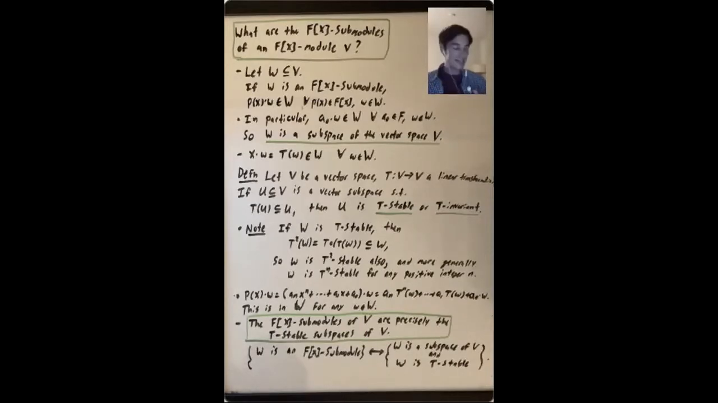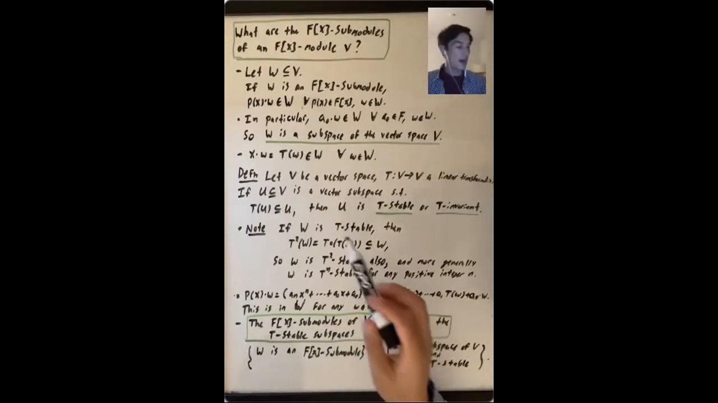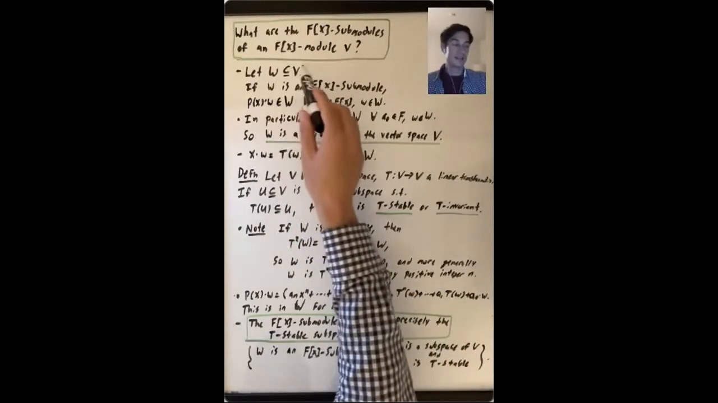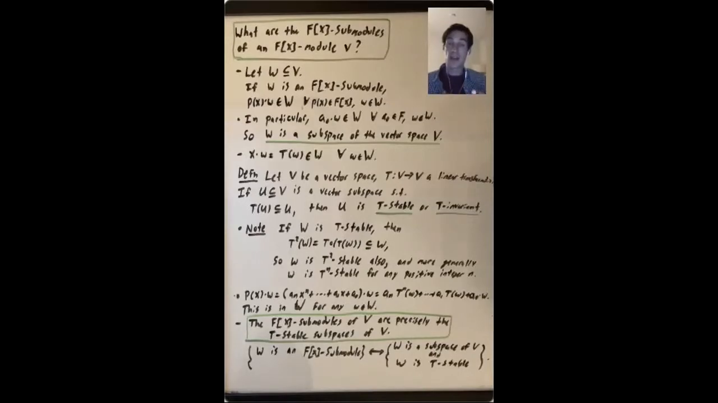And what that means is that the F[x] submodules of V are precisely the T-stable subspaces of V. That if you have W inside of V, a vector subspace, and it's T-stable, that means that it's closed under the action of F[x], so it is an F[x] submodule.